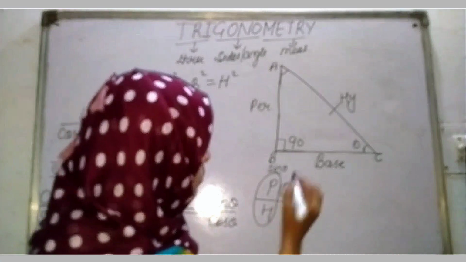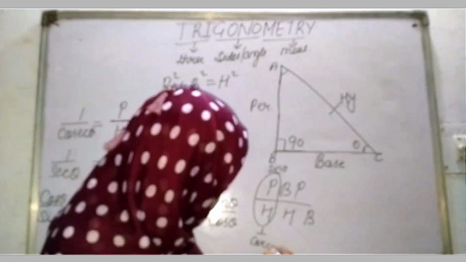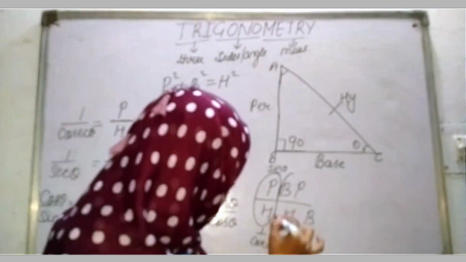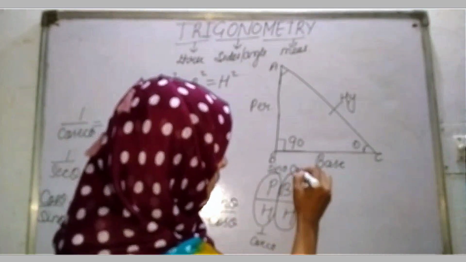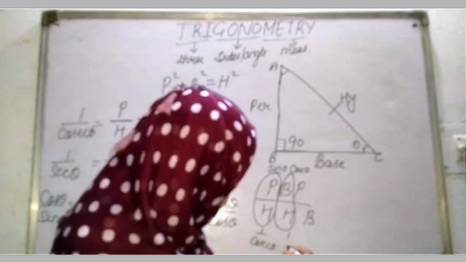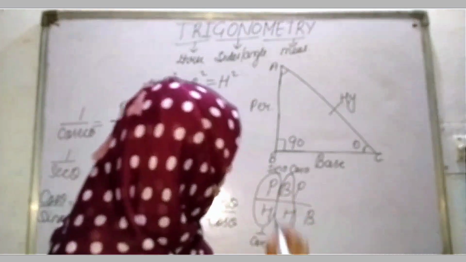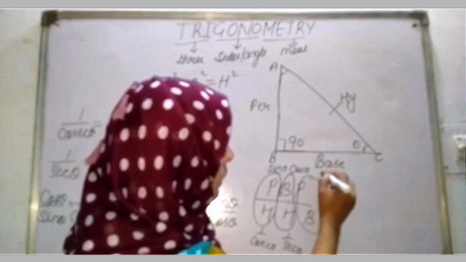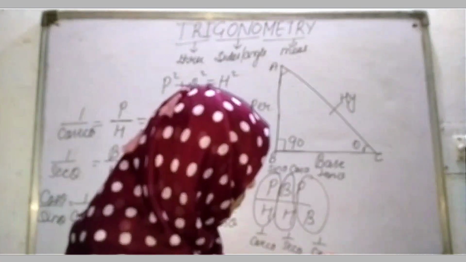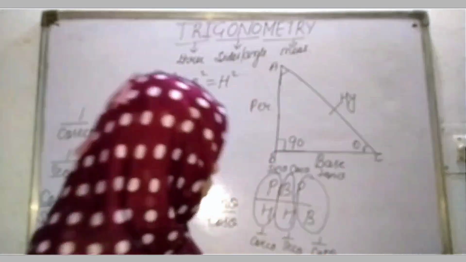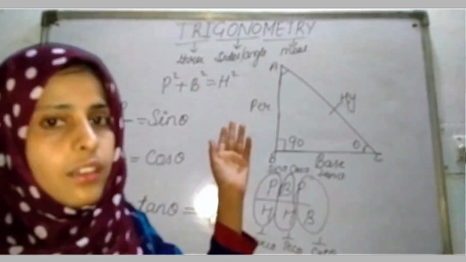And it is equal to 1 upon cosec theta. This thing is equal to cos theta and is equal to 1 upon sec theta. This thing is equal to tan theta and is equal to 1 upon cot theta. There are six possibilities which are called trigonometric ratios.